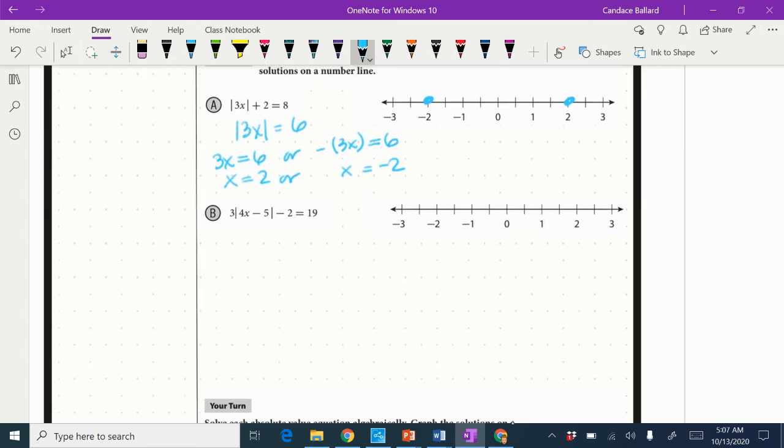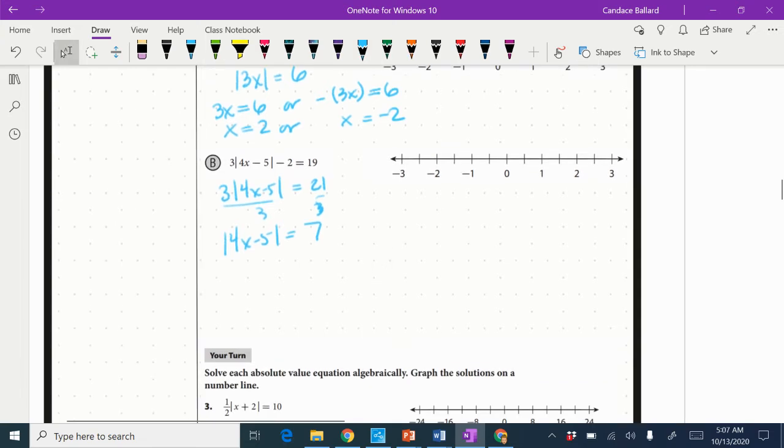So again, I'm going to isolate the absolute value. So 4x minus 5 equals, I'm adding 2 to both sides. So when I add 2, I get 21. I'm going to divide by 3. So I get the absolute value of 4x minus 5 equals 7. Now I'm going to split it into a positive expression and a negative expression. And really, technically, the word or should be in there.